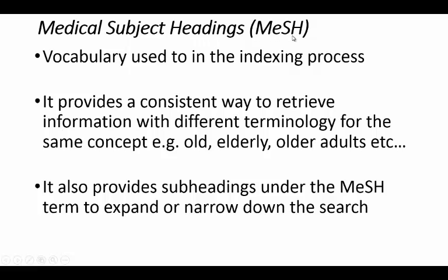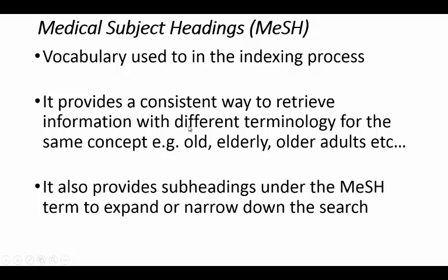Medical subject headings are words that we use to index the article. So if you submit an article to be indexed in PubMed, they will index your article using specific words that are called MeSH words, and these are usually keywords. It's really good because it provides a consistent way to retrieve the information. So every time you enter these words, you will find the article. There is no way that you will lose the article or not see it if you use the MeSH words.